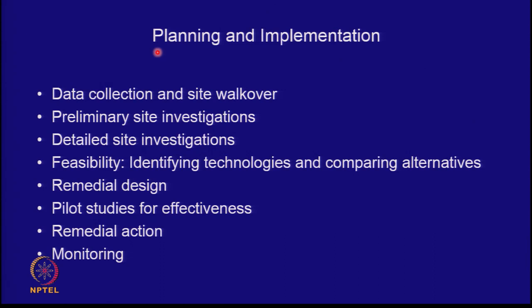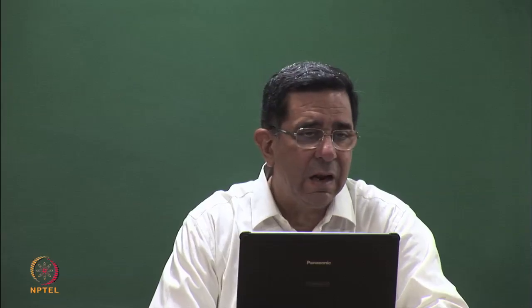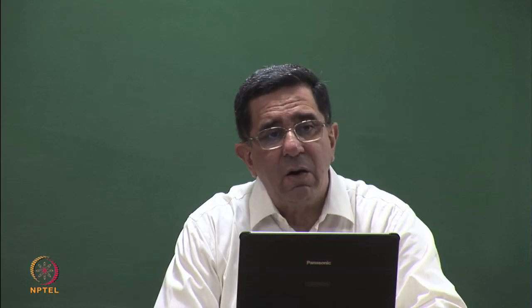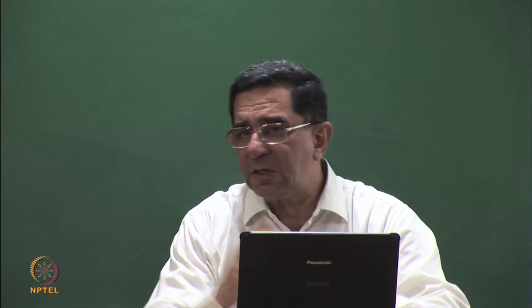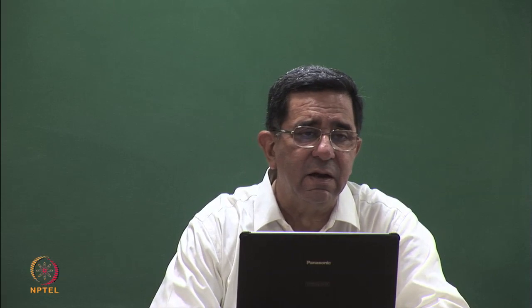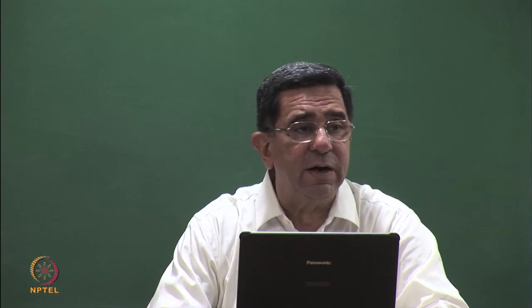So typically, when you get some information from any site, either telephonically or through an email or through a letter, you have to do a site walkover and data collection. You have to find out the history of that site, what all may have been dumped on it, and then you may do some preliminary site investigations. Preliminary site investigations may be picking up samples from a local well, a hand pump, a tube well, and picking up a few shallow soil samples using hand augers. So they just get an idea of what's happening at the surface and at the nearby wells. If you find that the levels are elevated, then you will go for detailed investigations.